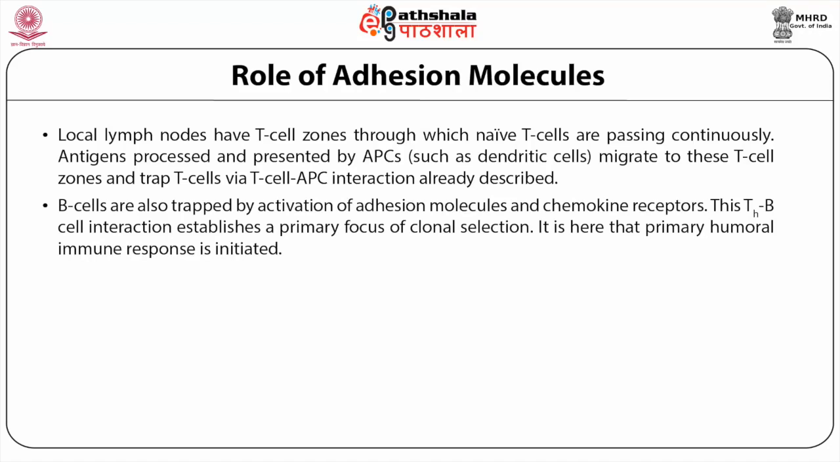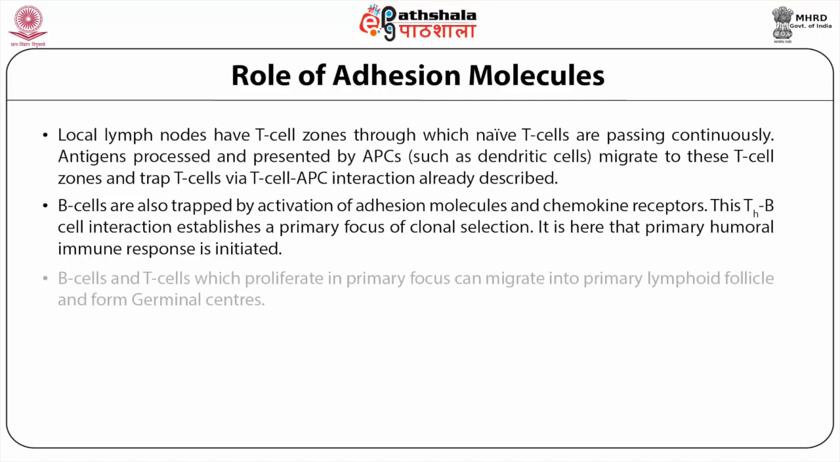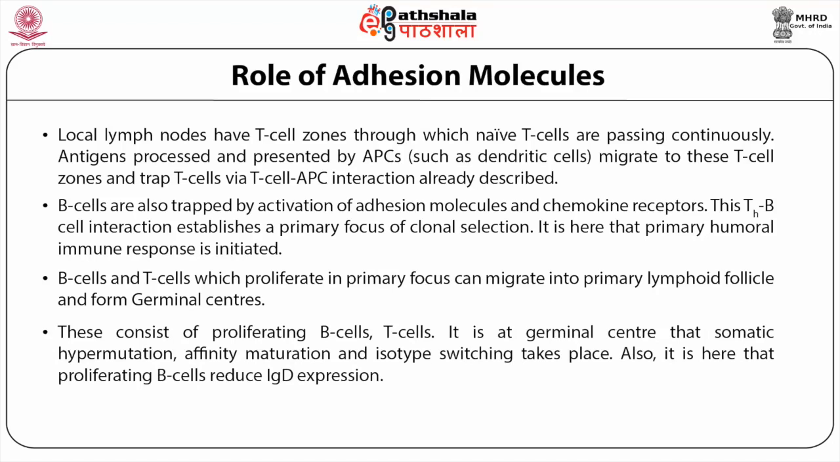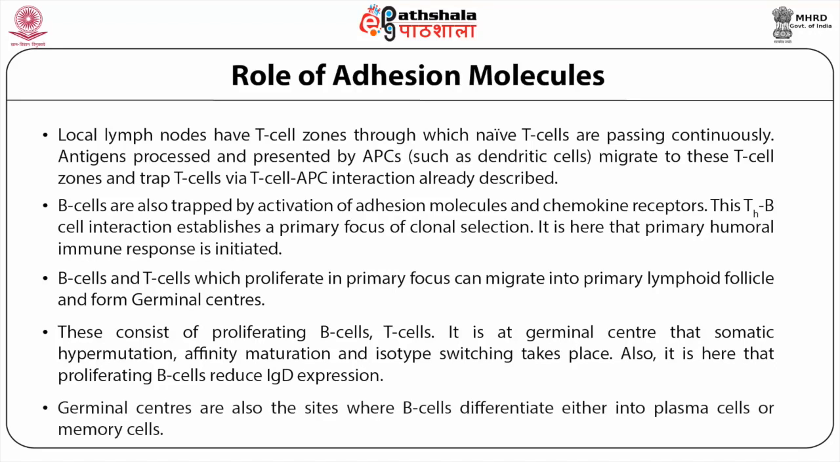This Th B cell interaction establishes a primary focus of clonal selection. It is here that the primary humoral immune response is initiated. B and T cells which proliferate in the primary focus can migrate into the primary lymphoid follicle and form germinal centers. These consist of proliferating B cells and T cells. It is at the germinal center that somatic hypermutation, affinity maturation and isotype switching take place. Also, it is here that proliferating B cells reduce IgD expression. Germinal centers are also the sites where B cells differentiate either into plasma cells or memory cells.